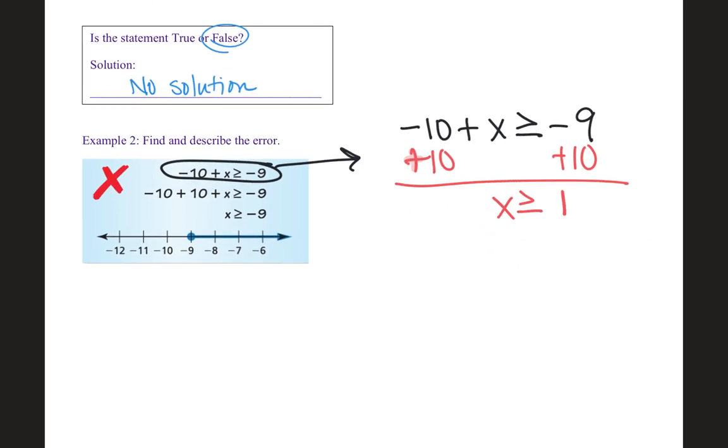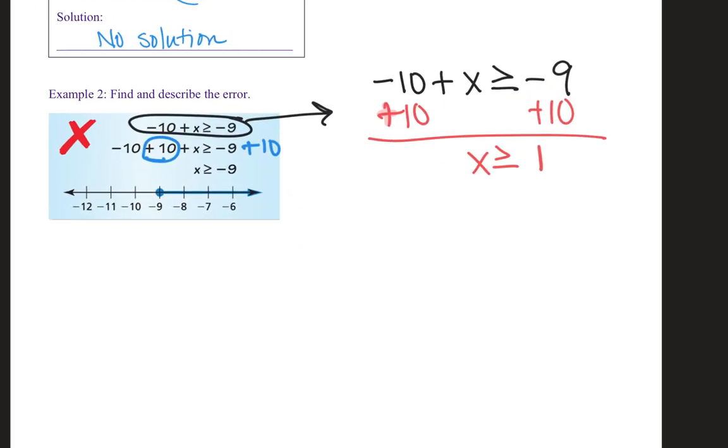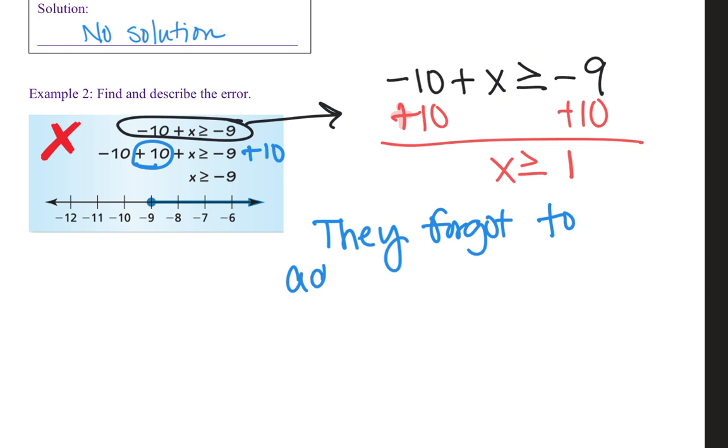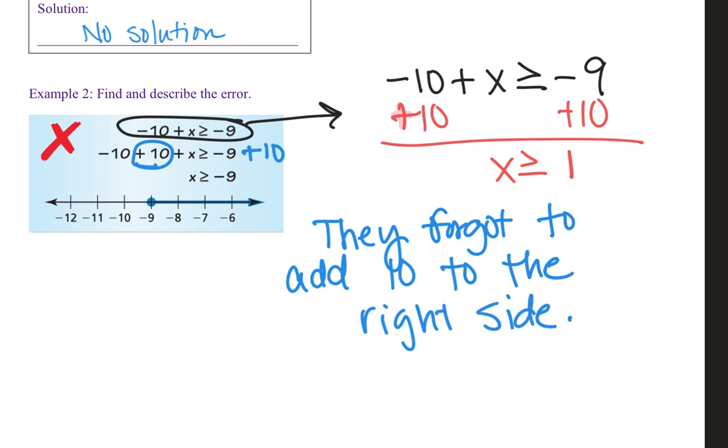All right. So what was the mistake here? What did the person not do? So he added the 10 here. Did he add the 10 to this side? No. All right, so what do we want to put here? We can put they, right? If you know who or what it is. They forgot to add 10 to the right side. Right? Because if you add it to one side, you have to add it to the other side. And that's all it is.